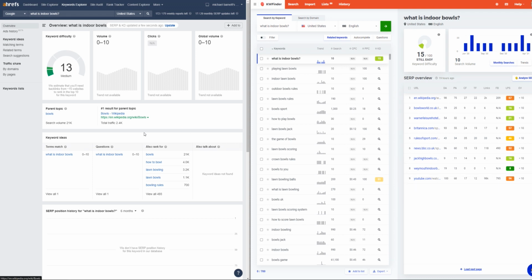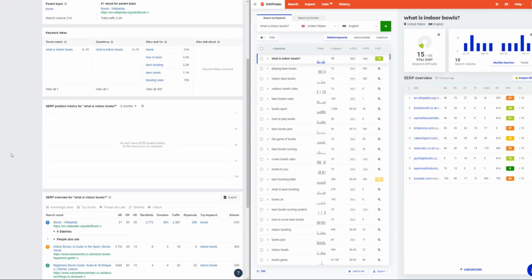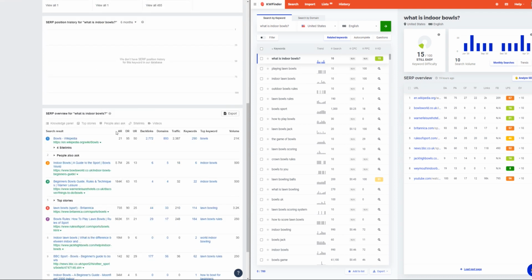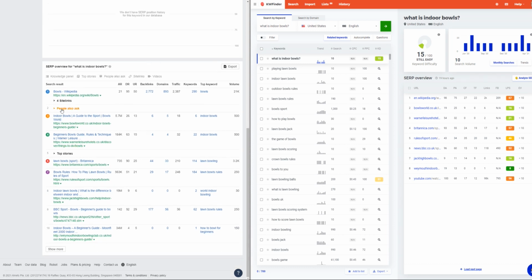And then over on AHRefs, 13, so that's very similar this time. That's the first one that's been very similar. Again, I like how it shows you on AHRefs exactly what you're going to be seeing on the SERPs: the people also ask is up here, and the top stories are here, so that's fair enough.